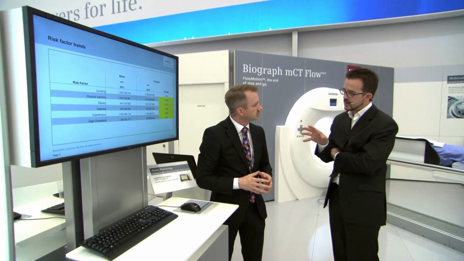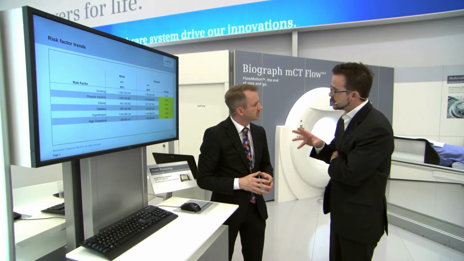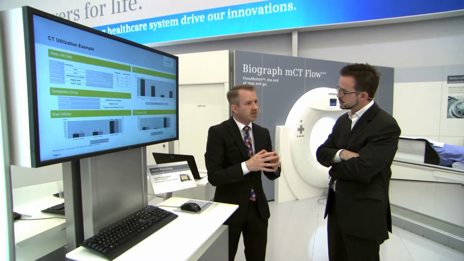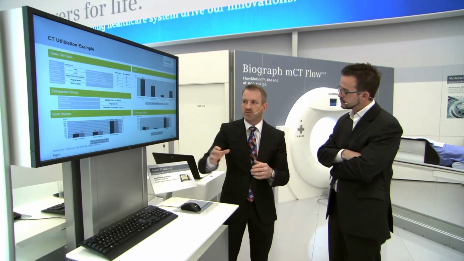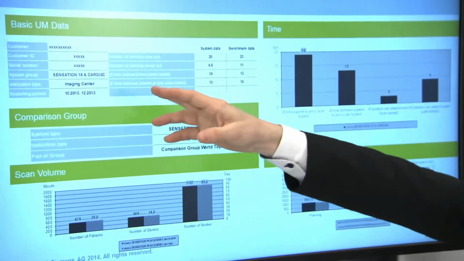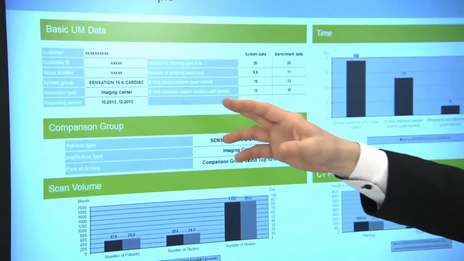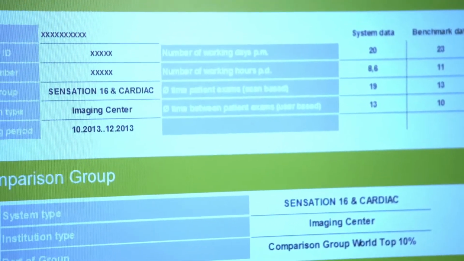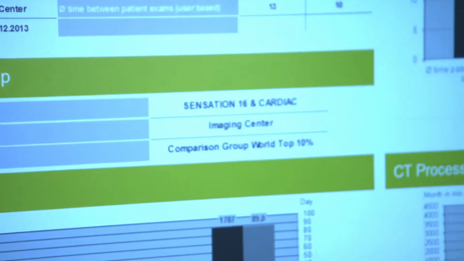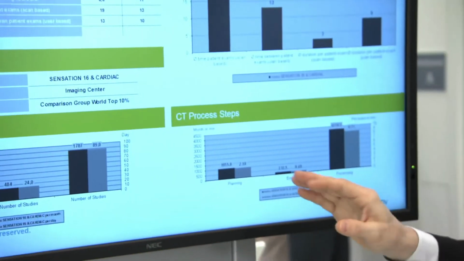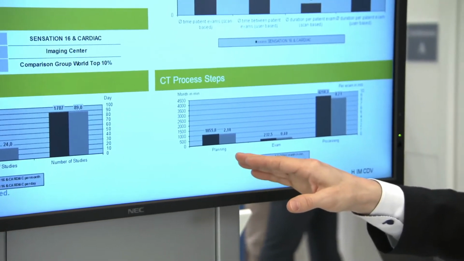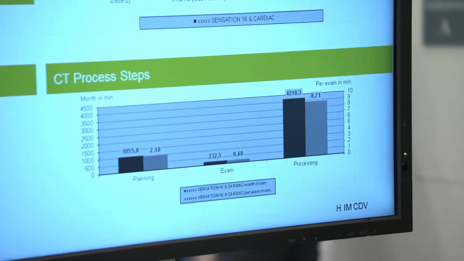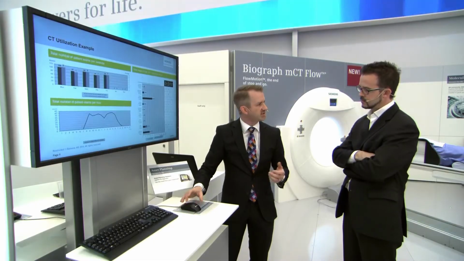That makes a lot of sense, Michael. Now, can you tell me a little more about utilization management? Absolutely. This is the key part of what we're doing. And really with the asset utilization, we're looking at, in this example, a 16-slice CT scanner in an imaging center that is being compared against the top 10 percentile of performers in the world. We can see the performance of the system with scan volume, but we can also see down to the details of the planning time that they're using, the exam time, as well as the processing time to see where they can get the most benefit for any kind of actions.